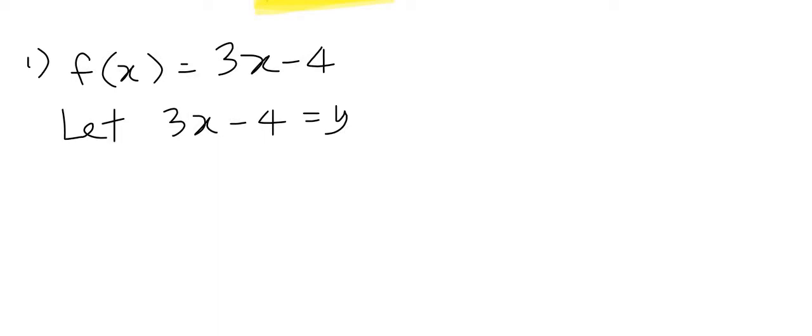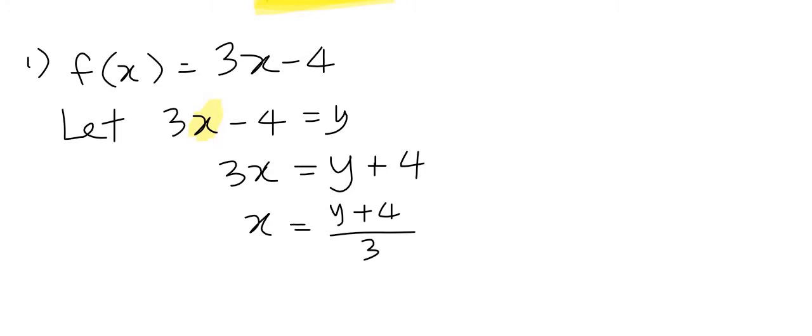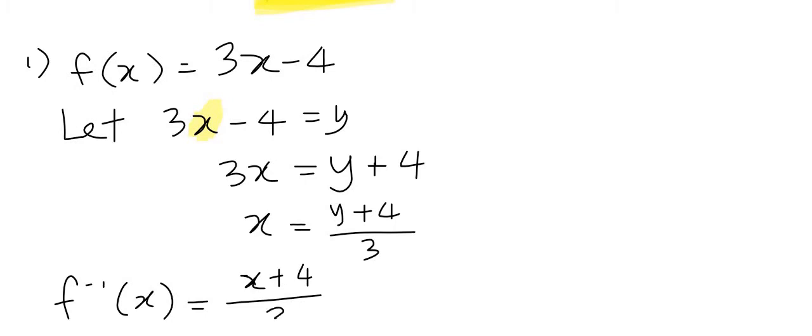That means we're going to keep x on the left side and move everything else to the right side. So you're going to have 3x equals y plus 4, and then x will be equal to y plus 4 over 3. And last but not least, your f inverse of x will be equal to x plus 4 over 3. So whatever you have here is actually your inverse, but changing this back into x.